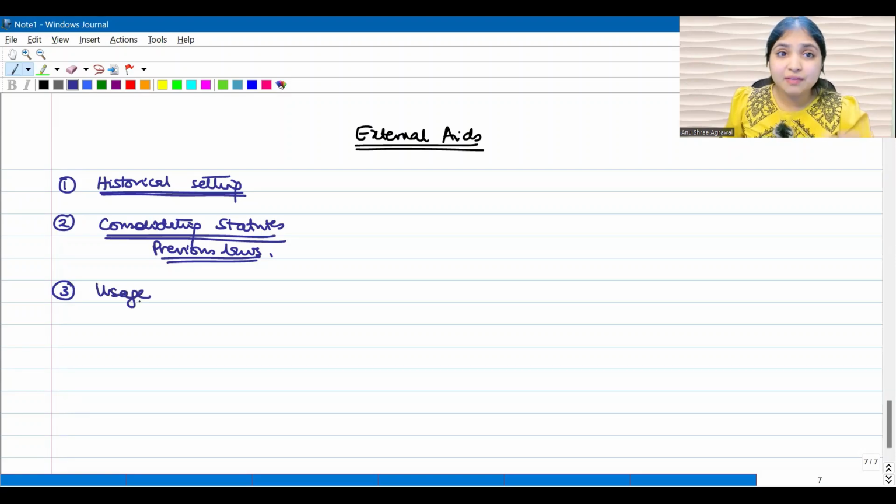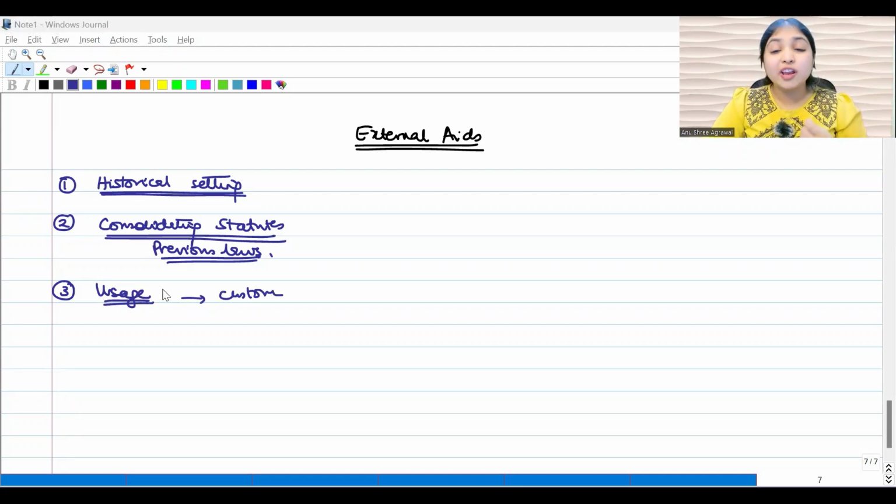See, wherever we use the word usage, usage refers to custom. If a particular phrase or a particular section has been interpreted in a certain manner since years and years, then it becomes a custom. And the courts are now expected to continue to interpret that provision in that same manner only. Understanding, everybody? Courts should not change the interpretation unless it is totally required.